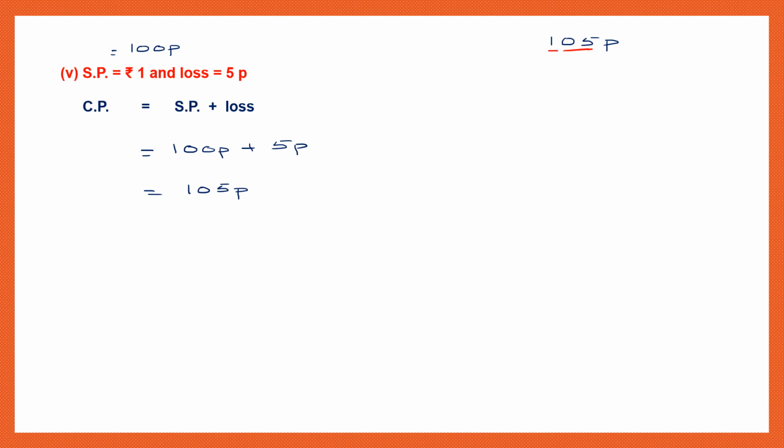The remaining will be rupees. So this will be rupees 1.505 like this. That is one way of doing it. Another way is take 105 and divide it by 100.